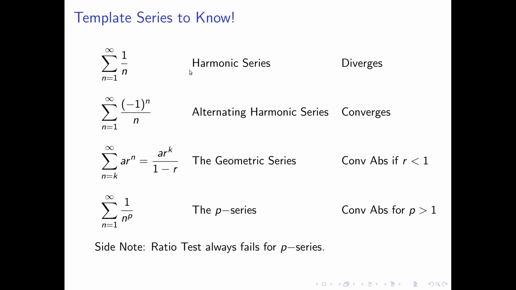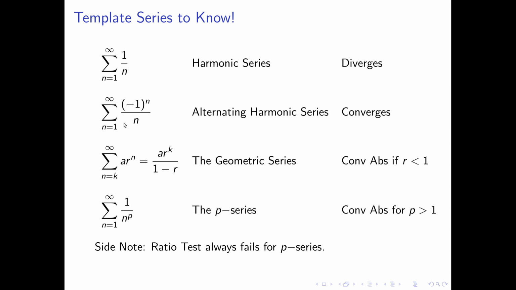And so we learn in Calc 2 that this series actually diverges. And the importance of this series as a template series is this is our first example where the terms of the series, the 1 over n, goes to 0, but the sum itself diverges, right? So that means that in order for a series to converge, not only do these terms need to go to 0, but they need to go to 0 fast enough. Okay, so that's a good thing to remember.